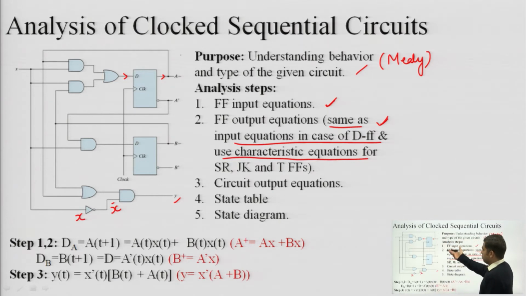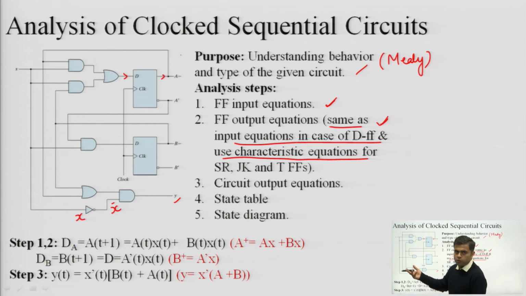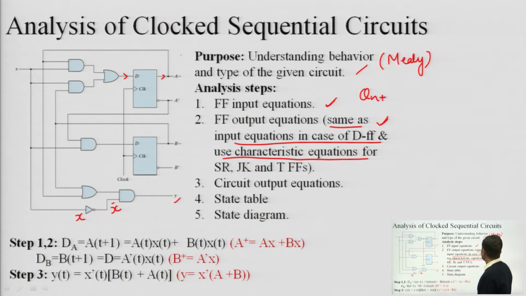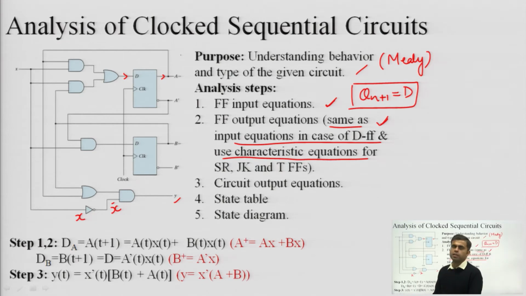Actually in this as well we have used the characteristic equation, but the characteristic equation of D flip-flop is Qn plus 1 is equal to D. That means the output of the flip-flop is equal to the input. That's why there is no need to apply the characteristic equation. We can simply copy the values from the input side to the output side.